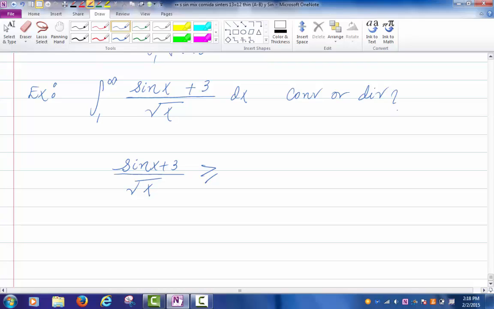Which tells me I have at least 2 over root x, right? Well, definitely it is greater than. So I should say greater than or equal to 2 over root x, which is obviously greater than 1 over root x, right? And this is true for any x bigger than 1. In fact, it's true for any x larger than 0, right? But that will do.